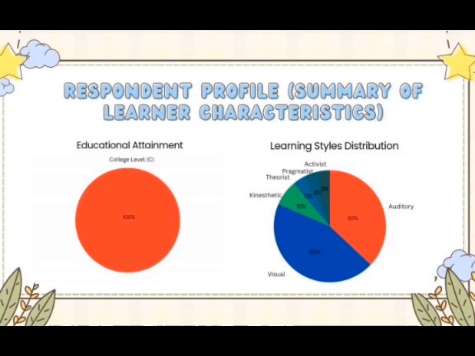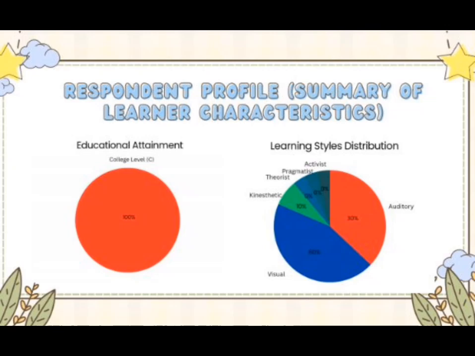60% of them answer visual. 30% of them answer auditory. 10% of them are kinesthetic. 0% of them are curious. 0% of them are pragmatist. And 0% of them are activist.